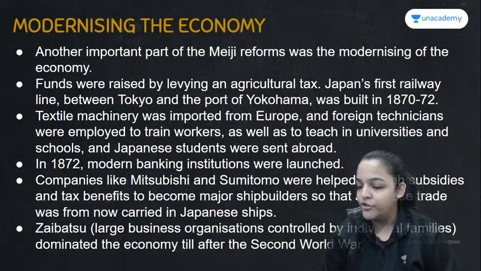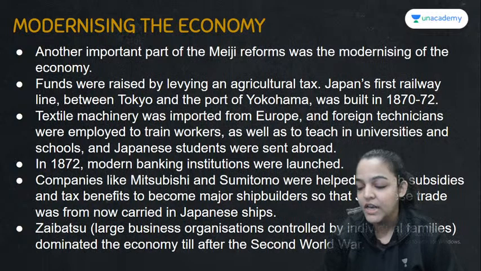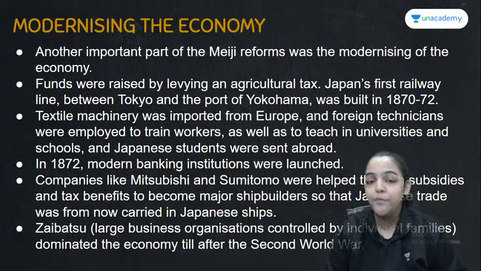वहाँ पे railways क्यों important था? For transportation of goods, for transportation of people, for trading activities, एक जगह से दूसरी जगह अगर हमें सामान पहुँचाना है, that too in a hurried manner, that too in time, and for trading activities to continue, we needed railways. So that is why this is the first project they invested in. So textile machinery was imported from Europe.